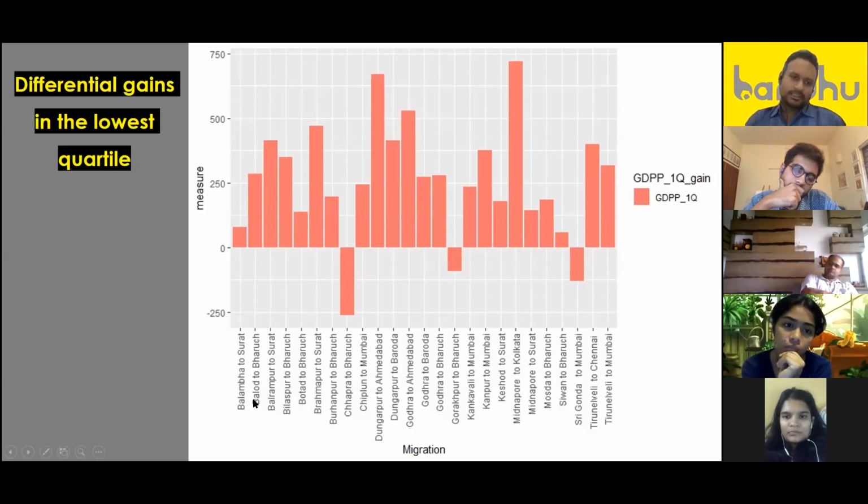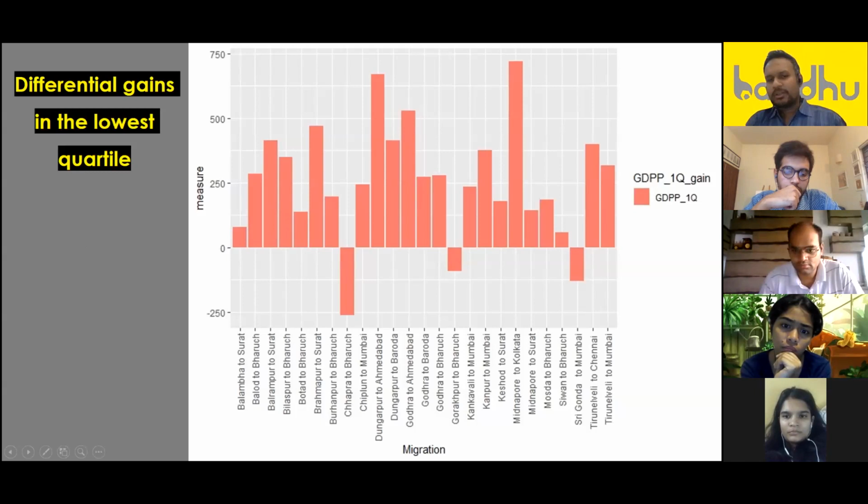So in the bottom, you can see Balamba to Surat, Balod to Surat, or for example, Chhapra to Bharuch, Chiplun to Mumbai. So these are all the journeys that various migrants took between these routes. And this is how much of a gain they made in their average wage by making this decision. So this is, for example, an annual gain.